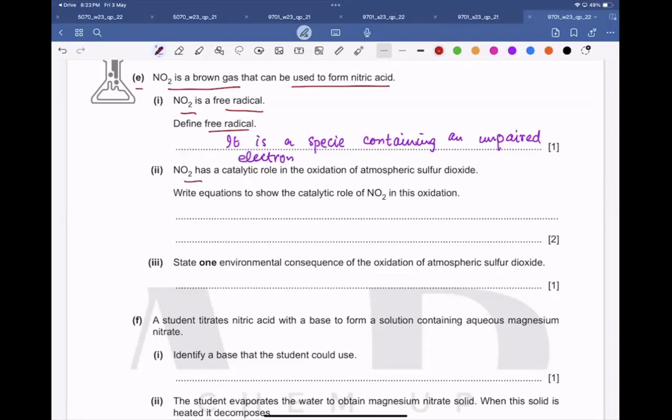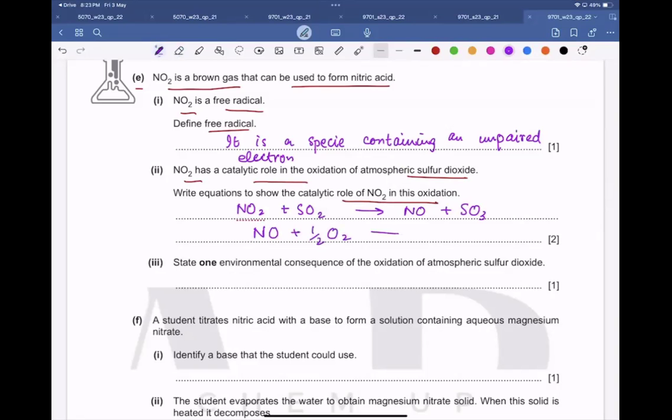Okay. NO2 has a catalytic role in the oxidation of atmospheric sulfur dioxide. Write equation to show the catalytic role of NO2 in this oxidation. So, if you remember, NO2 reacts with sulfur dioxide, as a result, it loses its oxygen to sulfur dioxide, turns into NO, and sulfur dioxide turns into sulfur trioxide. And the NO formed over here quickly reacts with the oxygen in the atmosphere and restores itself as NO2, which shows it is acting as a catalyst.